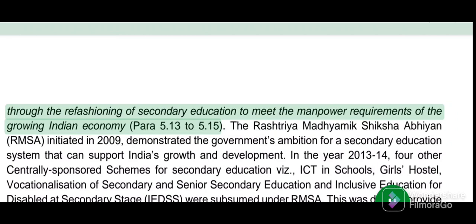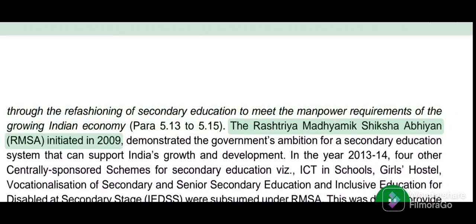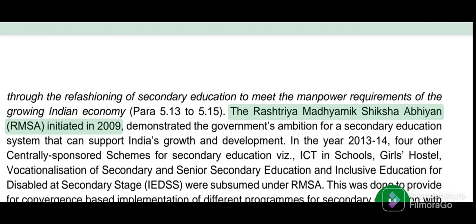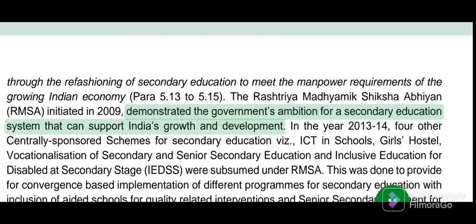Para 5.13 to 5.15. The Rashtriya Madhyamik Shiksha Abhiyan (RMSA), initiated in 2009, demonstrated the government's ambition for a secondary education system that can support India's growth and development.